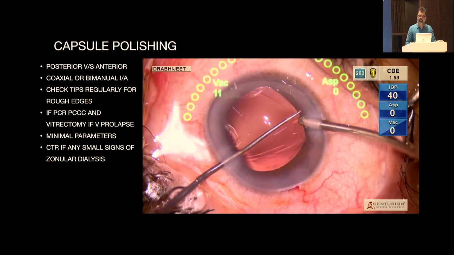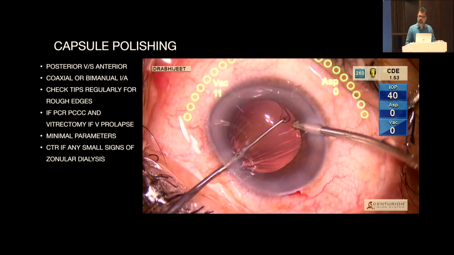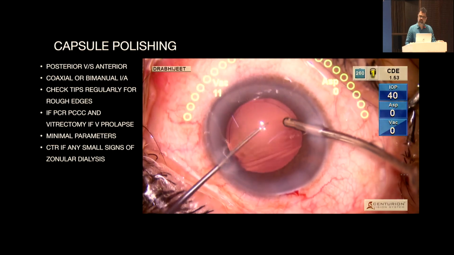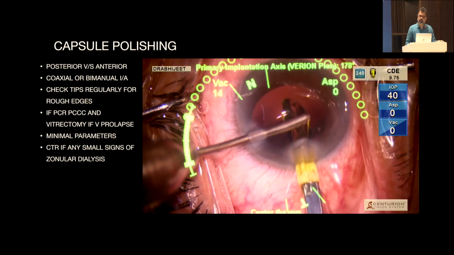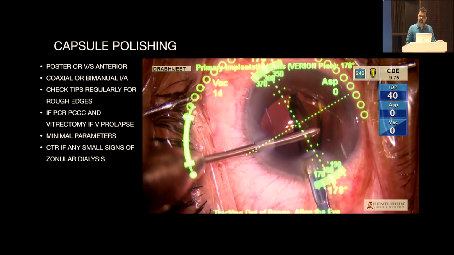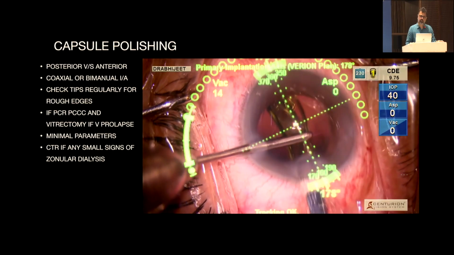So here, in spite of me not having a zonular dialysis, I'm putting in a CTR because I feel that there is a zonular weakness and I don't want the patient to have any bag problems later on over a period of time.